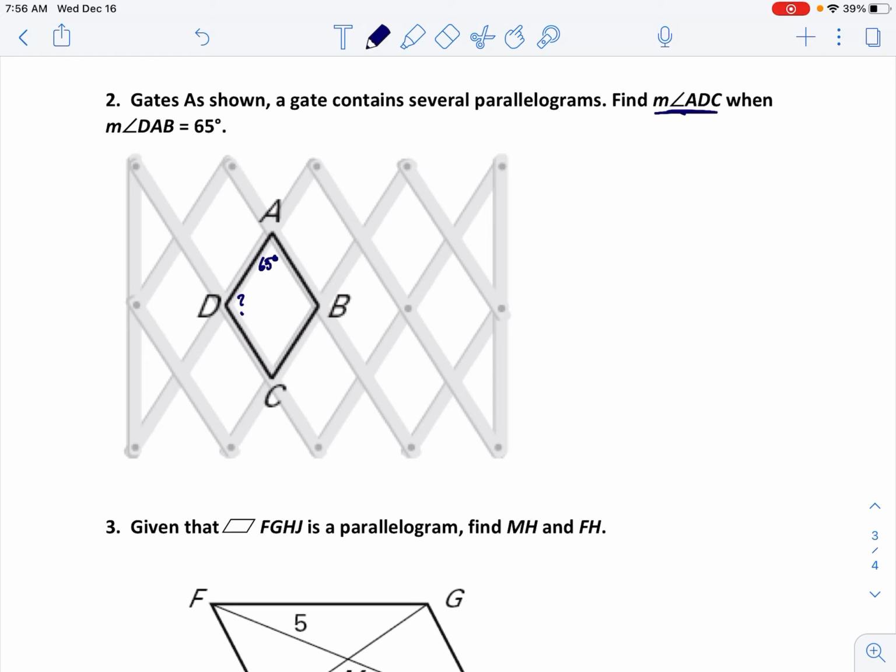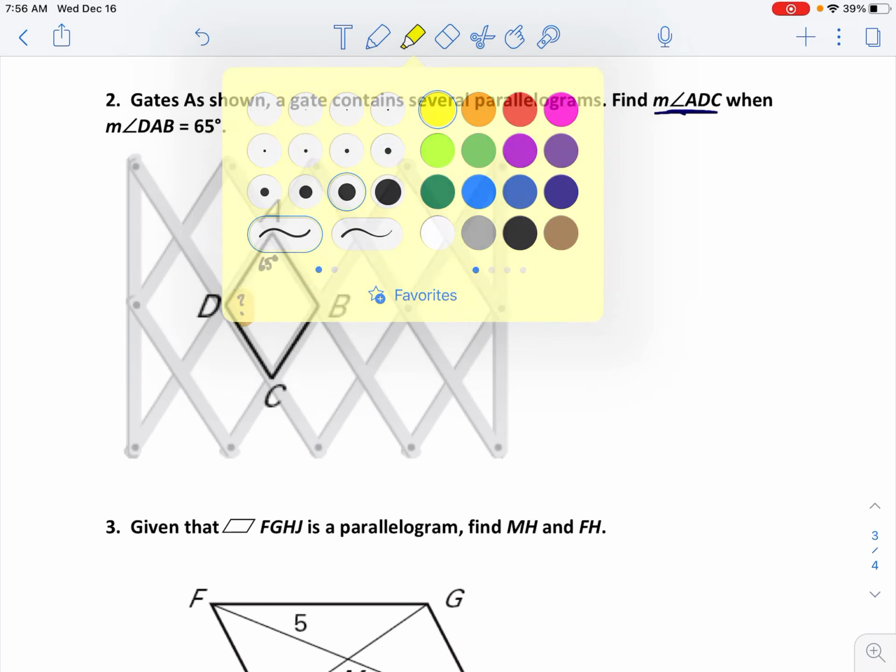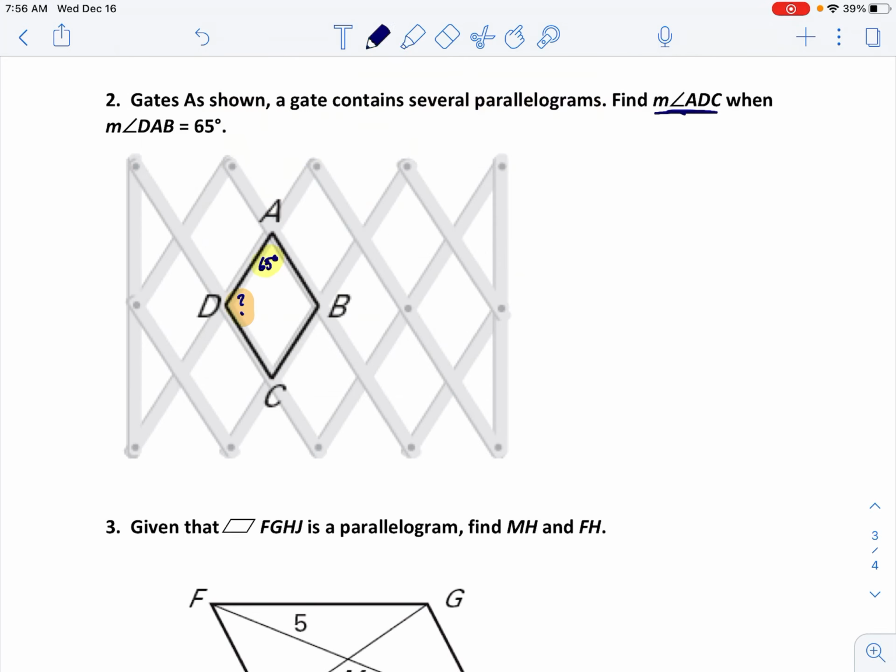Now remember, if I'm trying to find that, and this is its consecutive angle, and maybe we should call this x, those have to be supplementary. So x plus 65 would have to equal 180. We learned that back in Unit 2, Part 2, but this is consecutive angles of a parallelogram. They also must equal 180.